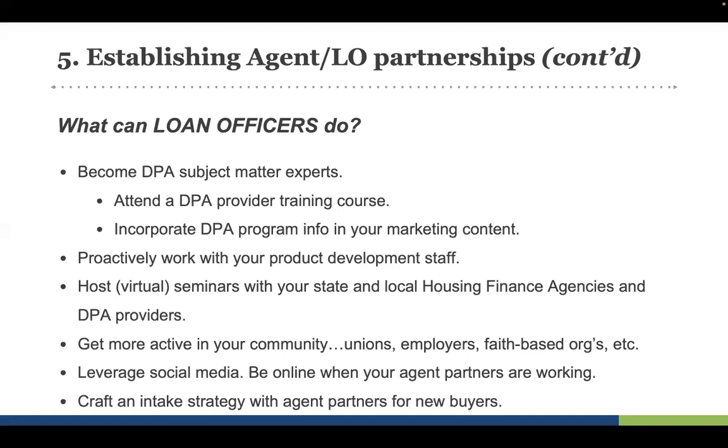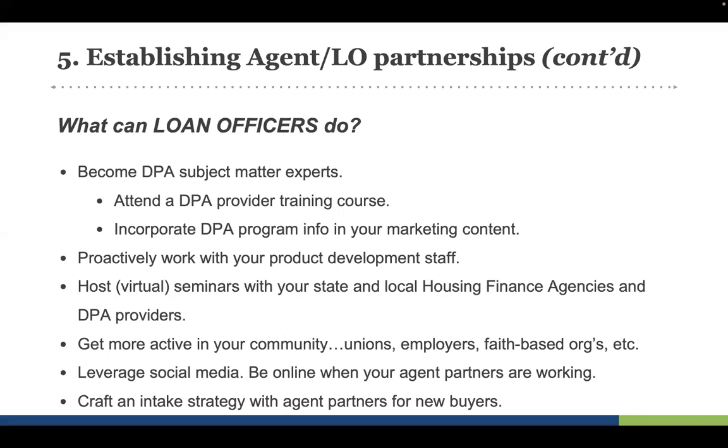Leverage social media, be online when your agent partners are working, and craft an intake strategy with your agent partners for new buyers. When agents come to you and say, hey, I need help with down payment assistance. I've got some clients, they're going to need down payment help, but they're credit and income qualified, ready to go. Or you can help them make sure that that's the case. But nonetheless, craft an intake strategy. When a first-time home buyer comes in, are they going to have maybe slightly different homework from you?